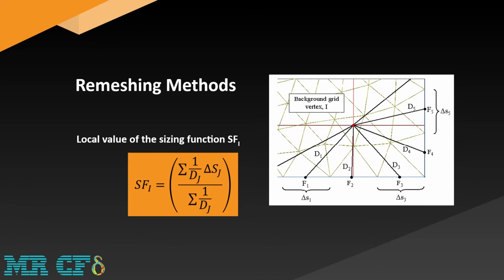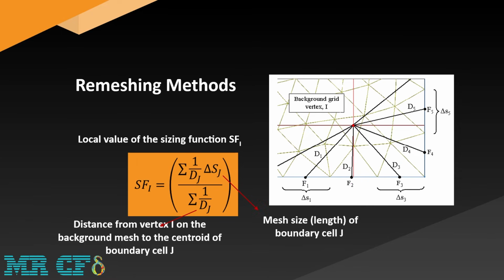As can be seen in this figure, the background mesh is the same as the coarse pattern that is created in the background of the main mesh with the small triangular cells, and the central points of intersection of this background mesh is the same as the vertex of the background mesh. In this relation, dj is equivalent to the distance from the vertex I on the background mesh to the center of the boundary cell j, and delta sj is equivalent to the size or length of the mesh of the boundary cell j.